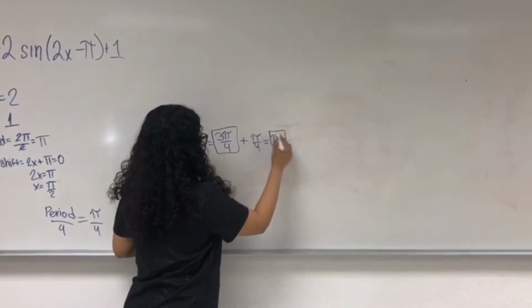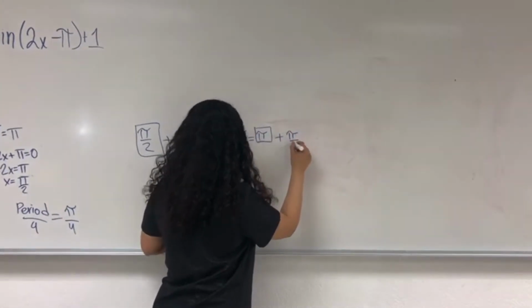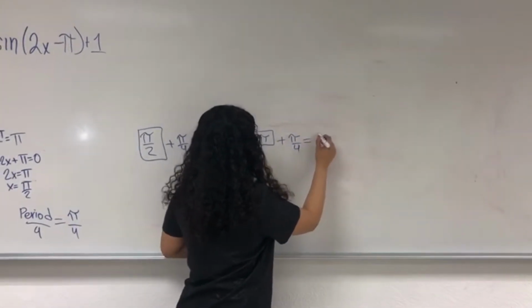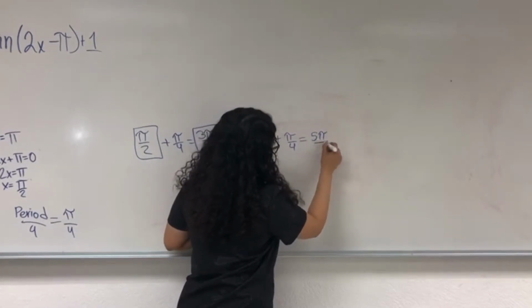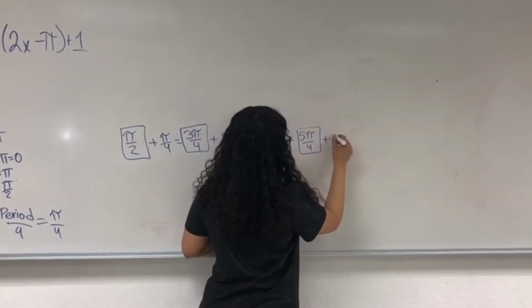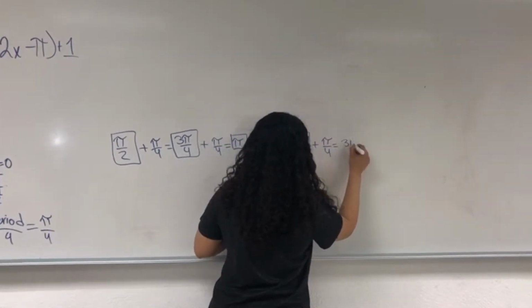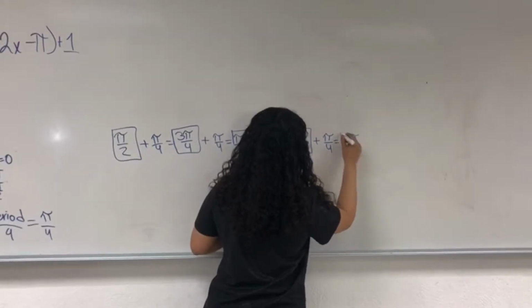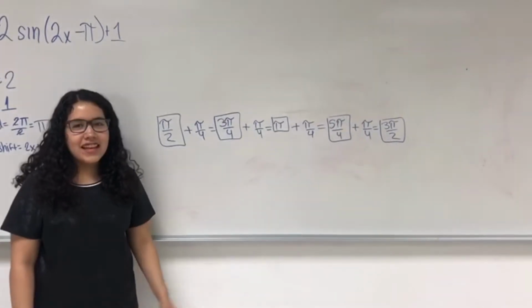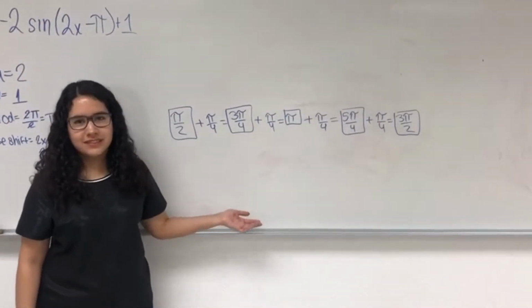This is our third point. Then we add π over 4, which is 5π over 4, plus π over 4 is 3π over 2. And now we get our 5 points for the graph.